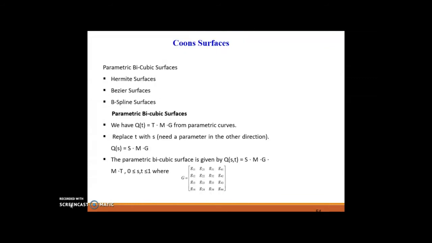Next, let's see what parametric bicubic surfaces are. We have different types of parametric bicubic surfaces: Hermite surfaces, Bezier surfaces, B-spline surfaces. The generalized version of parametric curves is Q(t) equals T times M times G. To have a parameter in the other direction, we replace T with S. So Q(s) equals S times M times G. The parametric bicubic surface is given by Q(s,t) equals S times M times G times M transpose times T transpose. We can see G as the given matrix of G11, G21, and so on, all the control points.